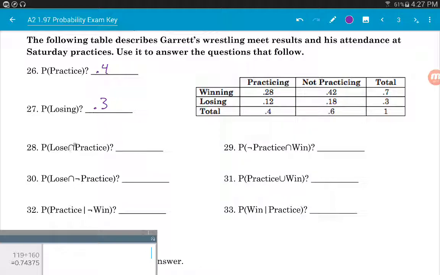The probability of losing and practicing, well, here's the losers, and here's the practicers, so it's 0.12 out of 1, which is just 0.12. Probability of losing and not practicing, so here's the losers, here's the not practicers, so it's 0.18 out of 1, which is 0.18.